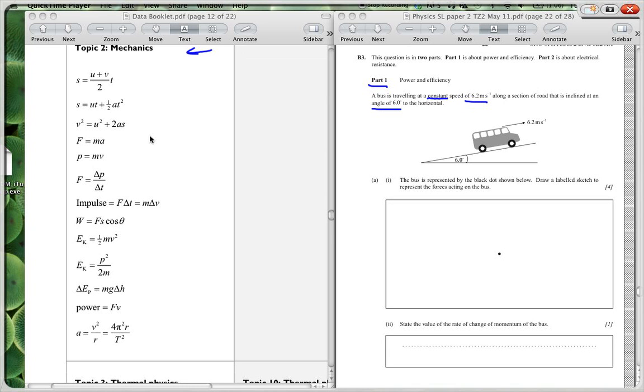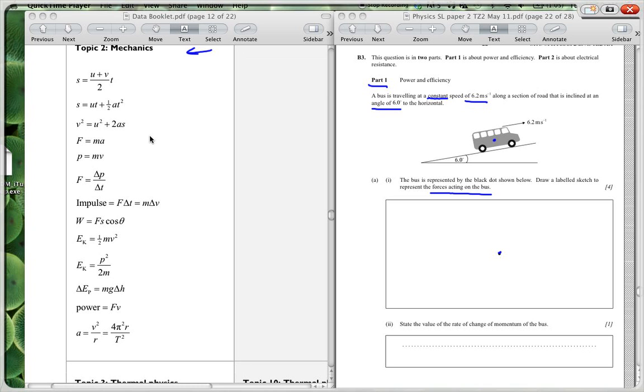Now the constant speed, and because it's going in the same direction, basically means that all the forces acting on this bus are in equilibrium, are cancelled out. The net force acting on this bus is zero. It says the bus is represented by a black dot as shown below, this one over here. Draw a labeled sketch to represent the forces acting on the bus. I'm actually going to do this on the bus itself because perhaps it'll be easier that way for me.